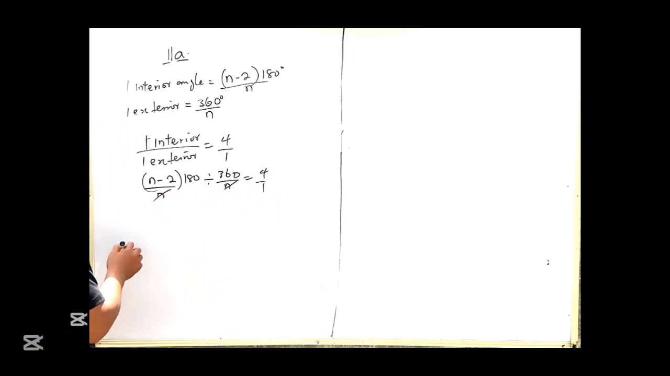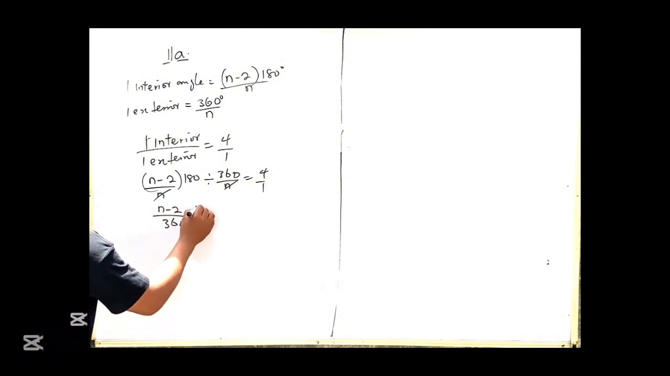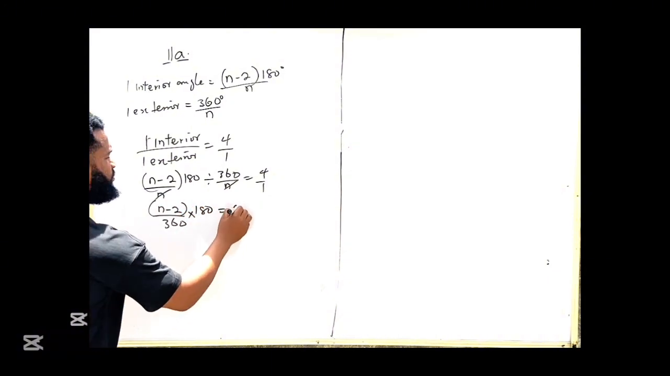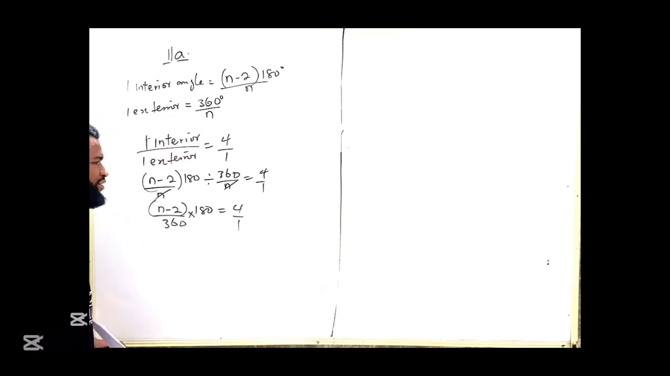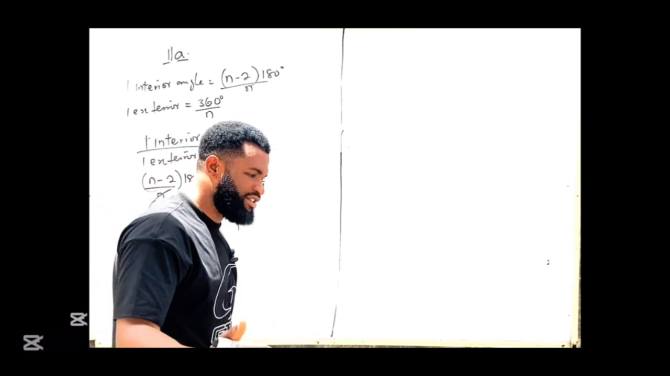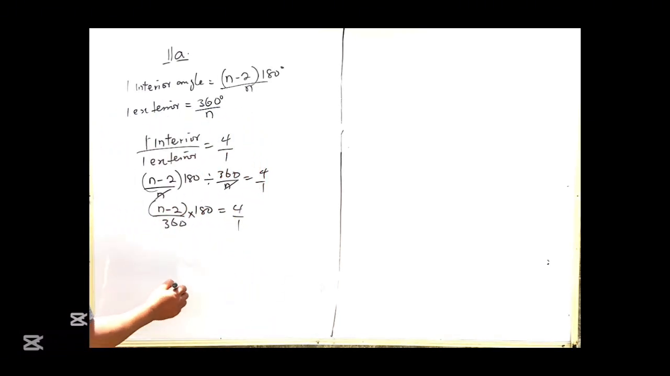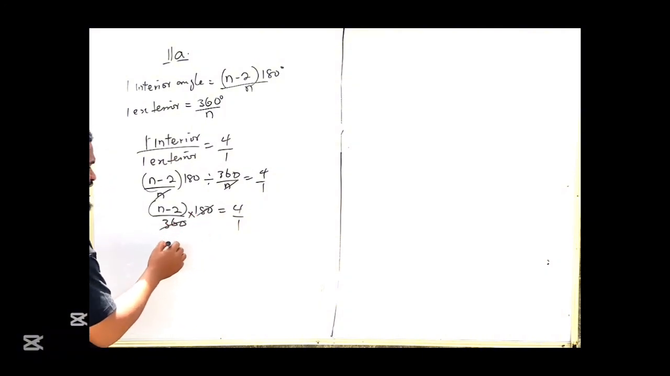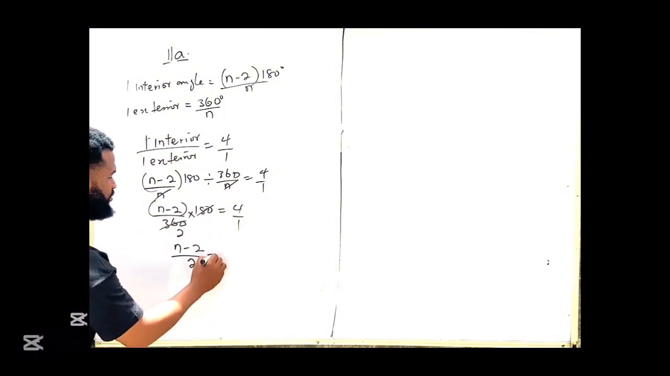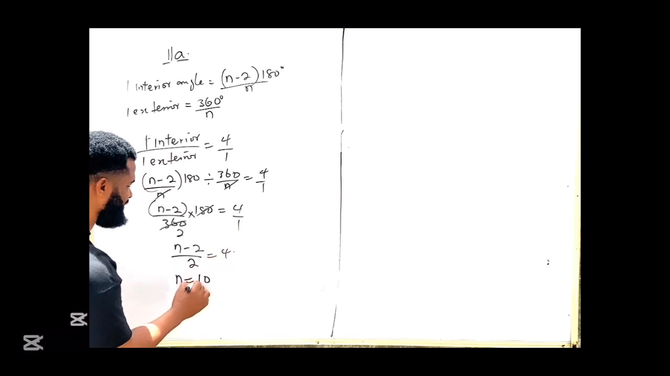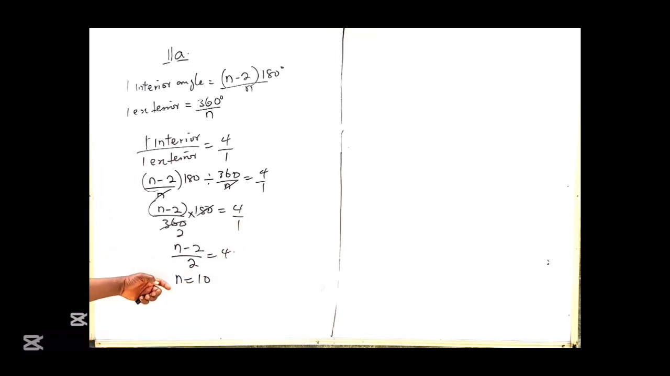So n will cancel n. We'll have that (n minus 2) divided by 360 times 180 is equal to 4:1. I know it works. So in this case, this divided by this, and I have 2. So I have (n minus 2) all over 2 is equal to 4. n is 10. So the number of sides is 10.